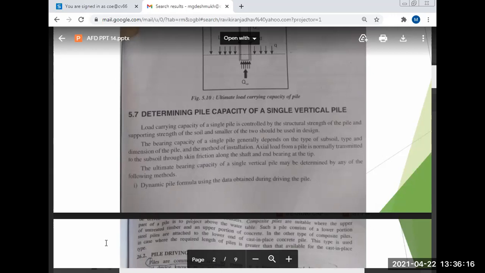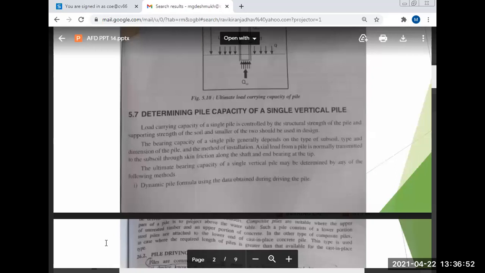As the name suggests, dynamic means here it is in movement. The data is collected while driving the pile. Using that data, a formula has been prepared, and using that formula we can find the ultimate bearing capacity. So the first method is the dynamic formula. Second is the static formula.